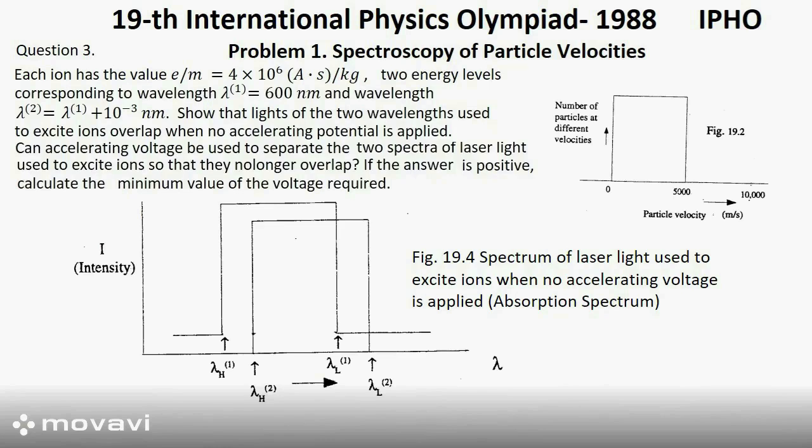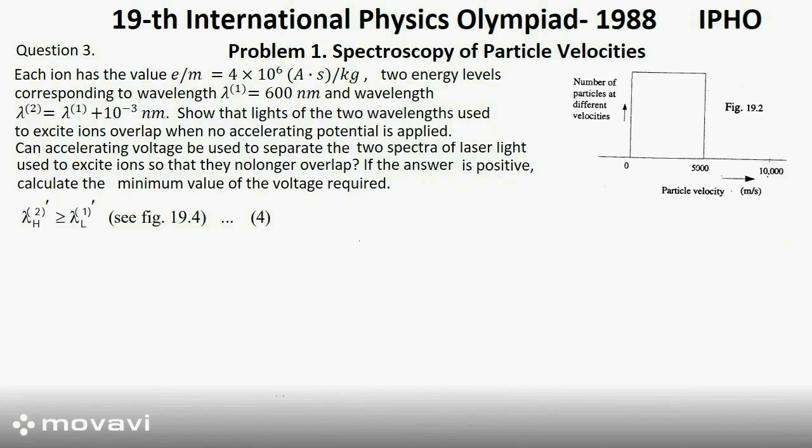When accelerating voltage is applied, let lambda H1 prime and lambda L1 prime be the range of the wavelengths used to excite ions in the first energy level. Note the prime sign denotes the situation in which the accelerating voltage is used. Let lambda H2 prime and lambda L2 prime represent the range of the wavelengths used to excite ions in the second energy level also. When an accelerating voltage is applied, the condition for the two spectra not to overlap is lambda H2 prime equal to or greater than lambda L1 prime. See figure 19.4.